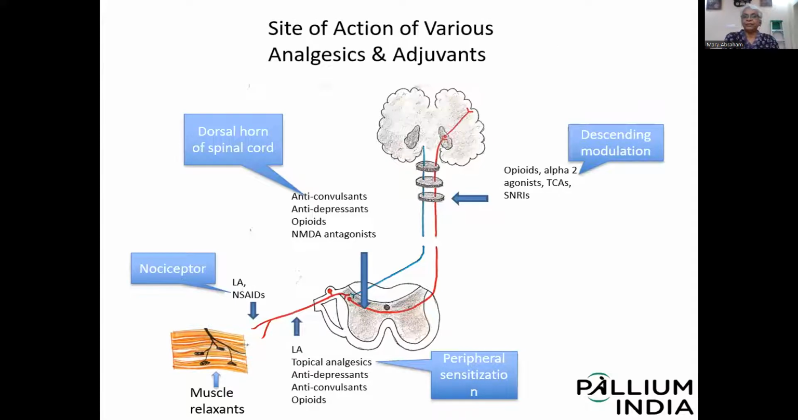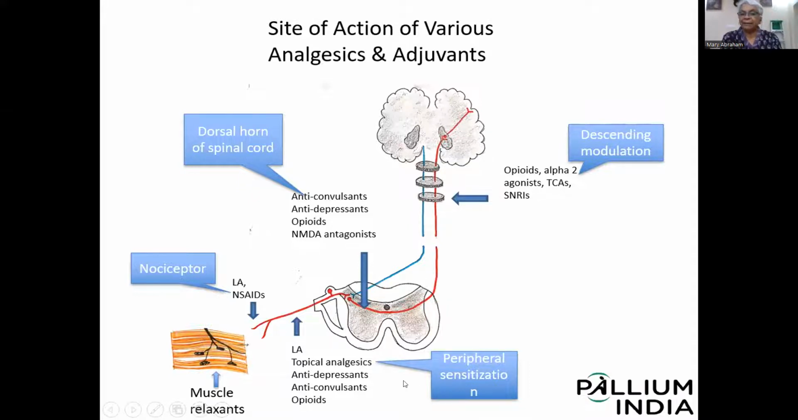If you look at this diagram of the pain pathway, you can see how these drugs are acting at different steps of the pathway. The muscle relaxant is acting at the muscle level. At the nociceptor level, you have the non-steroidal anti-inflammatory drugs and the local anesthetics.